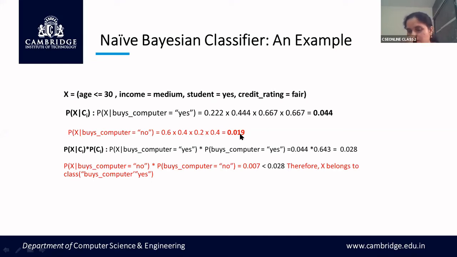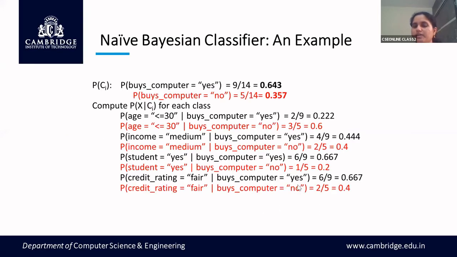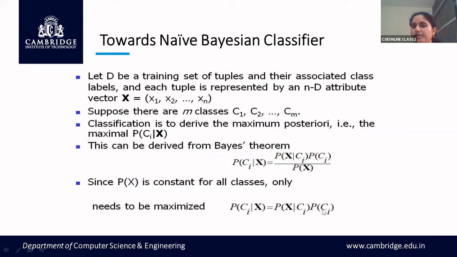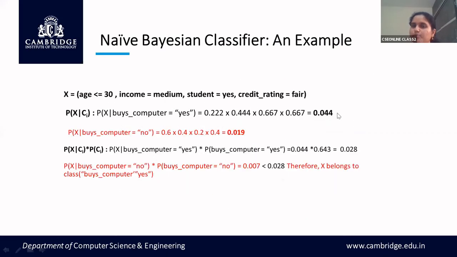Now apply this to the Bayes theorem. What I mean is, apply this to the formula, that is probability of X given Ci into probability of Ci. In the first step we have found the probability of class label, which is 9 by 14 and 5 by 14. Now we are able to find the prior probability. So multiply your prior probabilities with your class label probabilities. The value for buys computer yes, with the class label yes, would be 0.028.